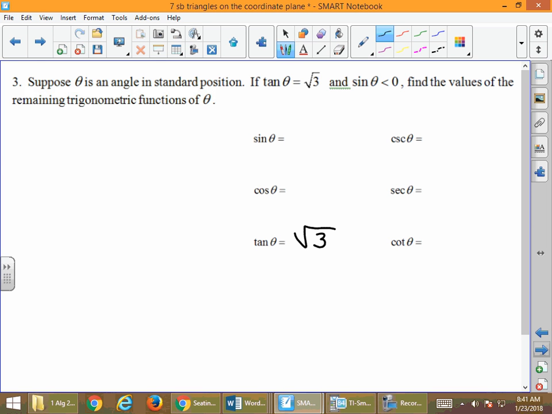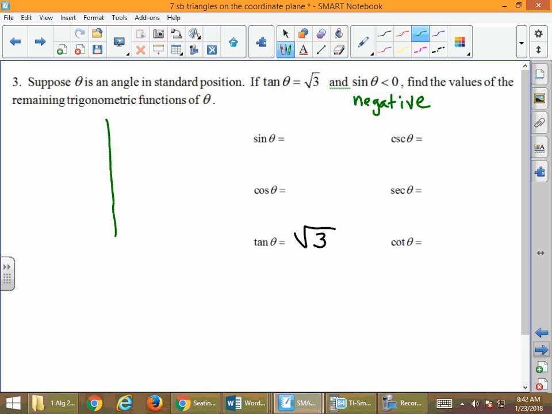And sine of theta is less than 0. What does sine of theta less than 0 mean? What does less than 0 mean? I'll be less specific. It means negative. So this value here, this means that sine is negative. And we're going to have to draw our picture in a moment.